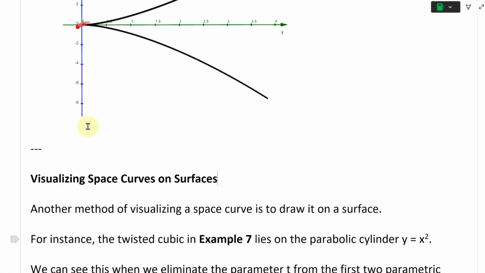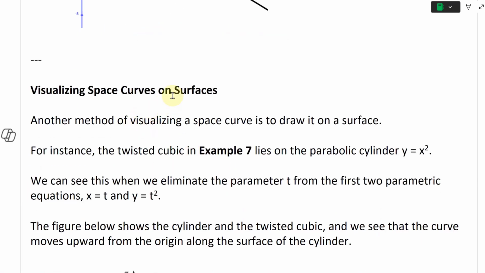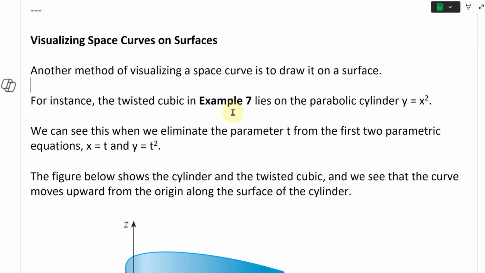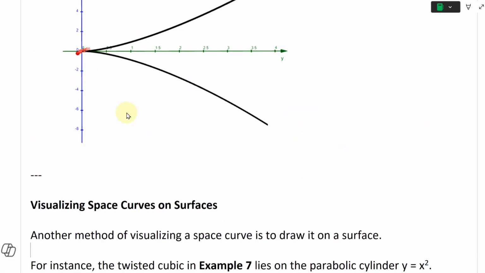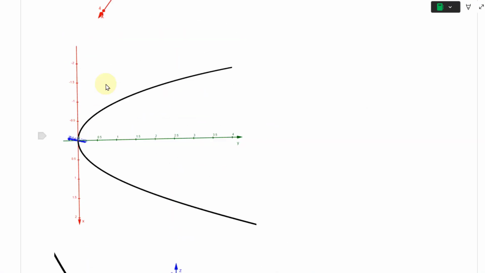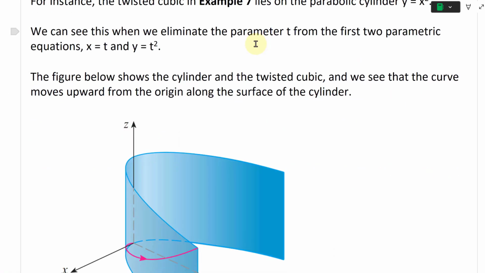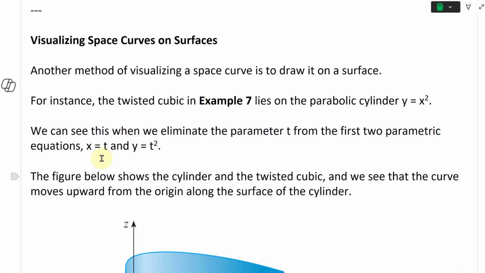Here I put this header just to make it a bit neater. Visualizing space curves on surfaces. Another method of visualizing a space curve is to draw it on a surface. For instance, the twisted cubic in example 7 lies on the parabola y equals x squared. Because in the vertical setup, it is a parabola. So it's literally on the parabola from this xy on the vertical side. If we were to draw it on, the curve is actually on the surface, which is a parabola.